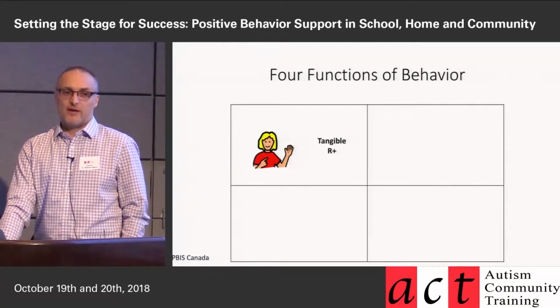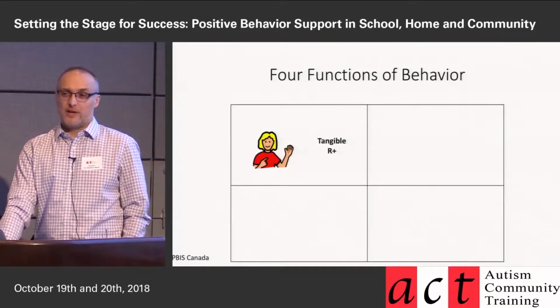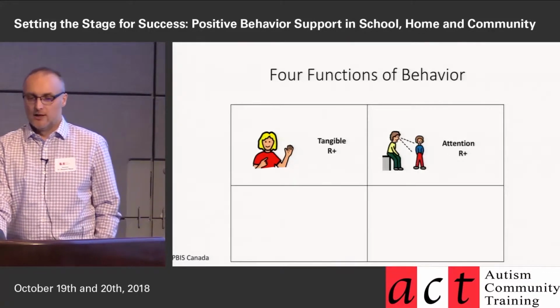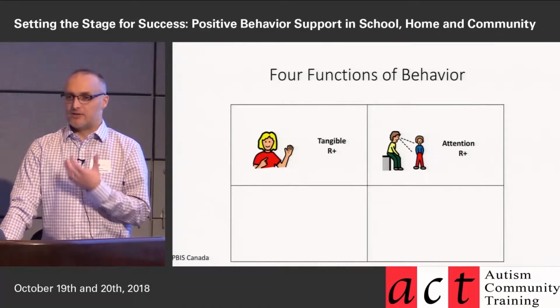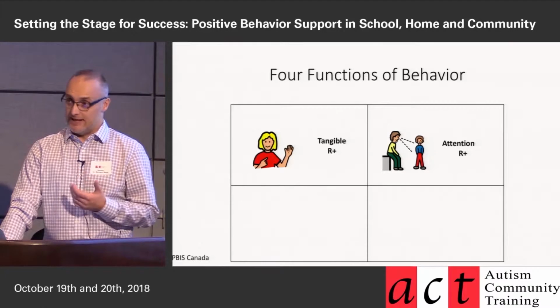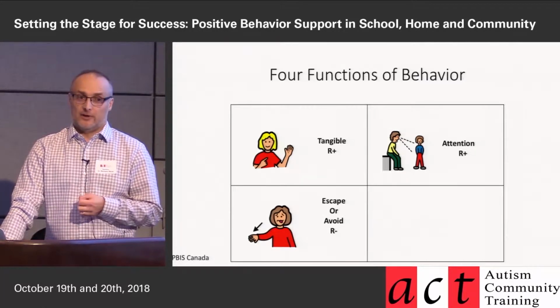Tangible, which is problem behavior to get something. On the videos you saw this morning, there is problem behavior to get the swing. There's problem behavior to get the green game piece. Those are problem behaviors maintained by tangible. There's attention, which is different from getting a thing that's getting attention. And beggars can't be choosers. This doesn't mean positive, nice attention. It can be any attention. And then getting out of something, escape.